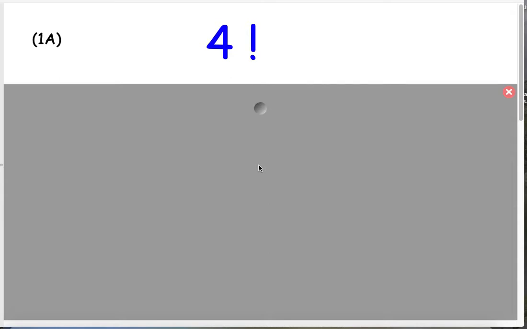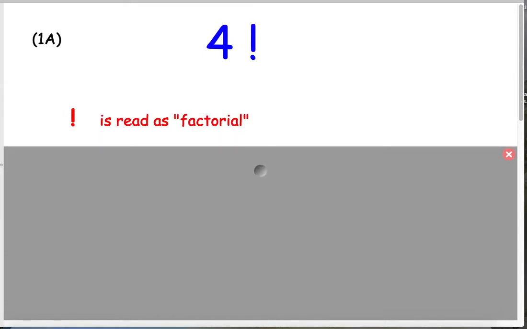4. No, we're not playing golf. We're just doing some math. Most of you recognize that exclamation point as a math symbol, and we read that as factorial.